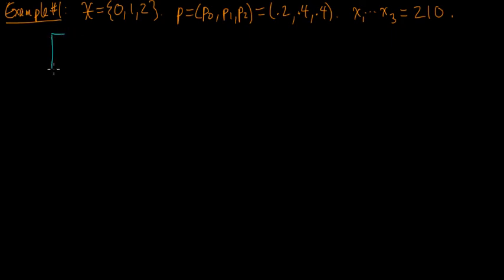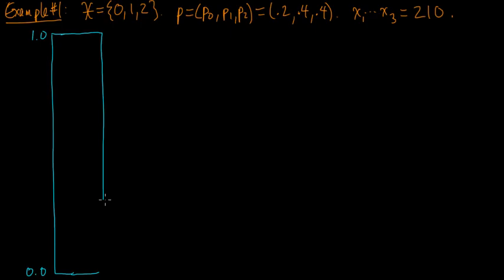This is going to be a real test of my drawing skills to make everything work out here. So this is our interval from 0 to 1. Let's expand it out a little bit. And we're going to subdivide this interval according to the probability mass function p. So we're going to subdivide it into a 0.2 part, and a 0.4 part, and another 0.4 part. So this is 0.2, this is 0.6, and let's label these chunks according to their symbols. So this is 0, this is 1, and this is 2.